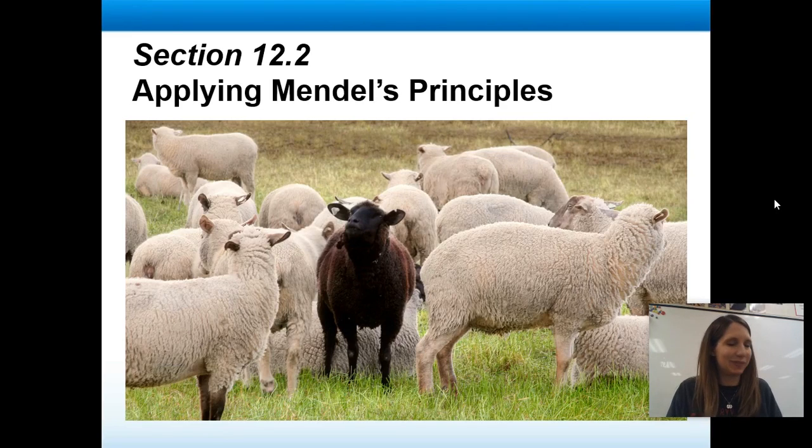Hey guys, we are looking at section 12.2 for today. And the title for 12.2, as you can see, is Applying Mendel's Principles. So we're going to build on what was done in 12.1 and start looking in a little more detail at how we can track inheritance and also predict the inheritance of specific traits in offspring when we have parents of certain types.